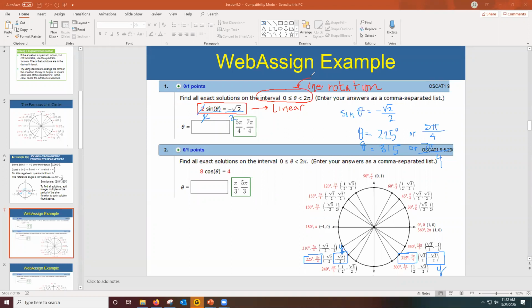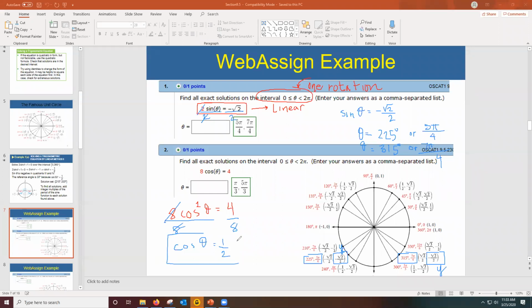All right, let me go to the bottom example. The bottom example says 8 cosine theta equals 4. I'm noticing this is linear because it's really cosine to the exponent 1. So that means I'm going to try to get cosine by itself on the left side. To do that, I'll divide both sides by 8. So I'm ending up with cosine theta equals 4 over 8. But of course, 4 over 8 is the same as 1/2.